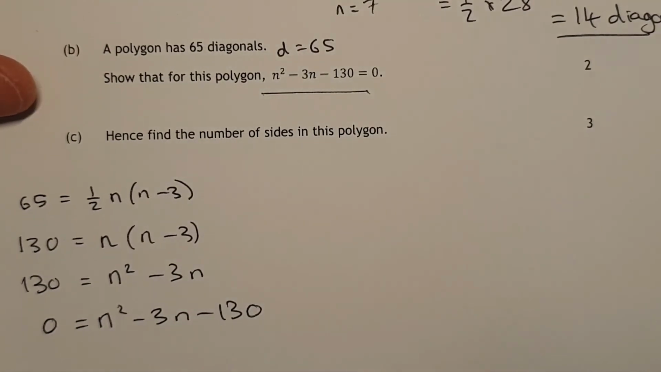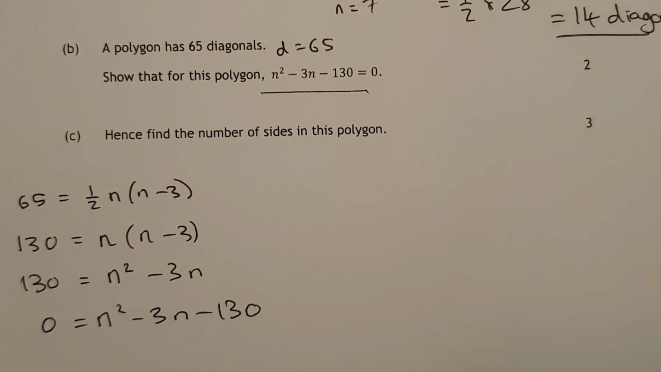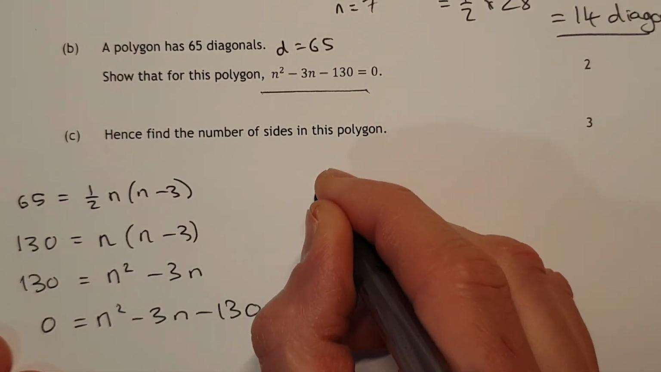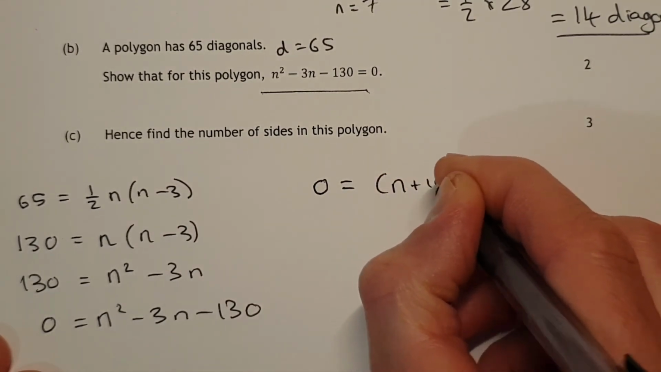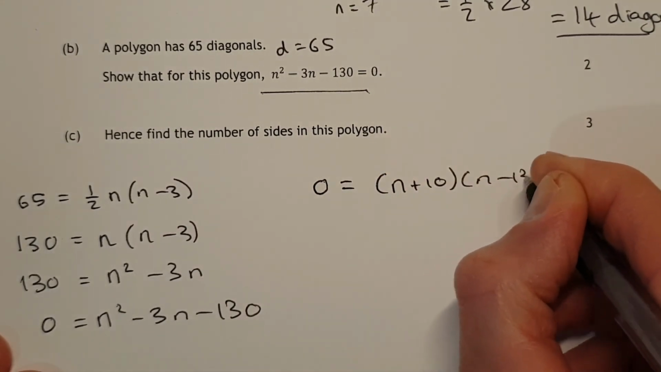Then hence find the number of sides in this polygon. So you can either factorise it or you could use a quadratic equation. It's the second paper, so you can use a calculator, so either one's fine. But we have to start off with this equation here. So 0 equals, now factorising it, it's going to give us (n plus 10)(n minus 13).